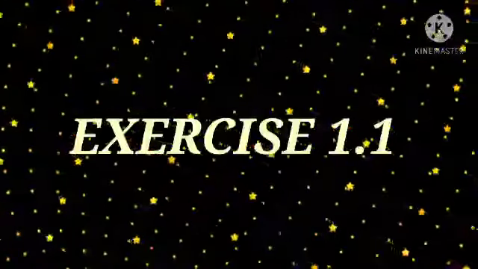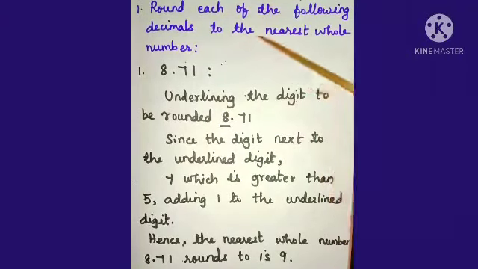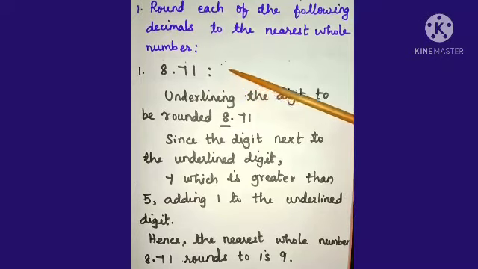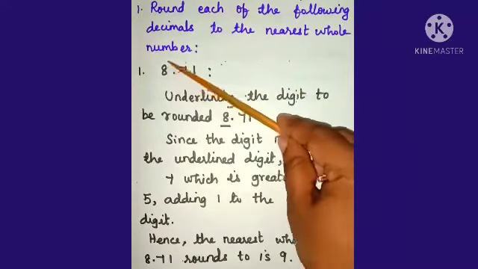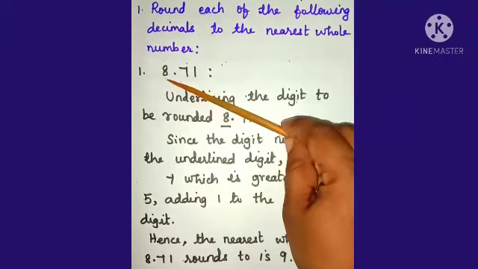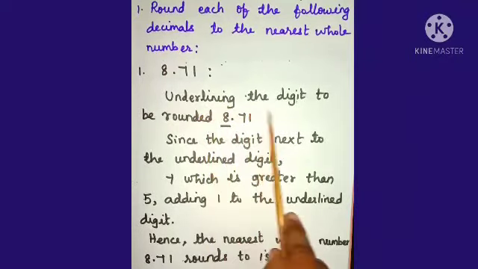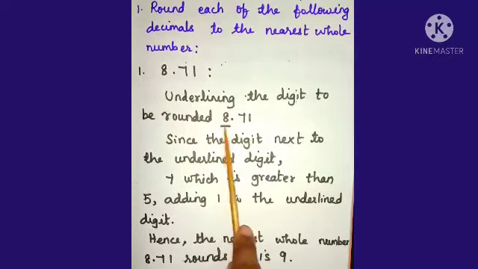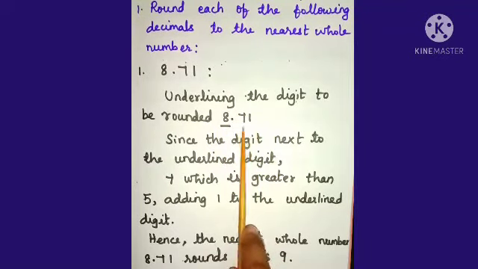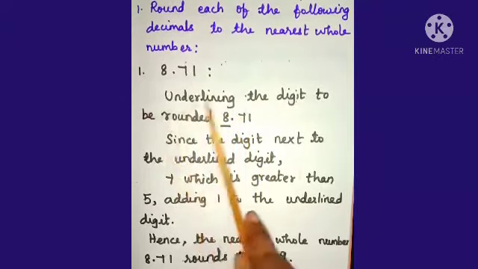Now we are going to see exercise 1.1. Exercise 1.1. Round each of the following decimals to the nearest whole number. So children, here as a first step, underline the digit that is to be rounded. Okay. So here we are going to round off the digit 8, which is in the whole part. So first step, underlining the digit to be rounded. Here 8, underline the digit 8.71, and then look at the digit to the right of the underlined digit. So right side, which means this side.